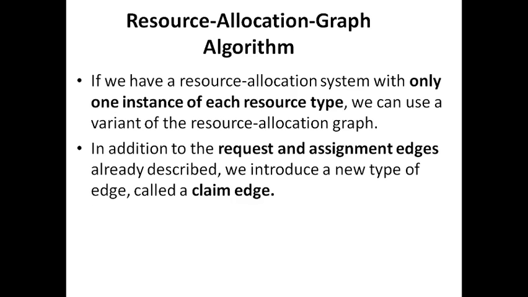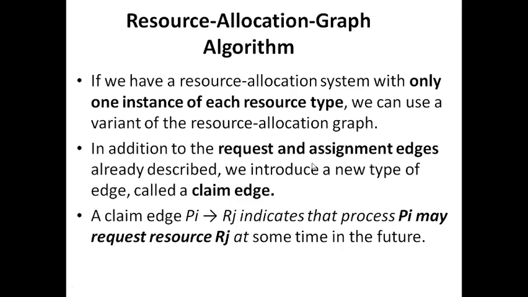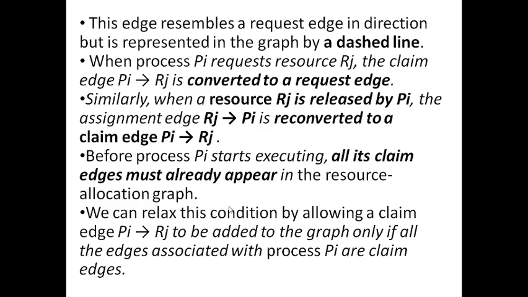So a request edge is the current demand or current request by a process for a particular resource, whereas a claim edge means that it's going to request at some point of time in the future. Assignment is the same as before, that is, resources are already assigned to a process. To differentiate the request edge and claim edge, we will show the claim edge in a dashed line. And once the request is actually made, the claim will be converted into a request.